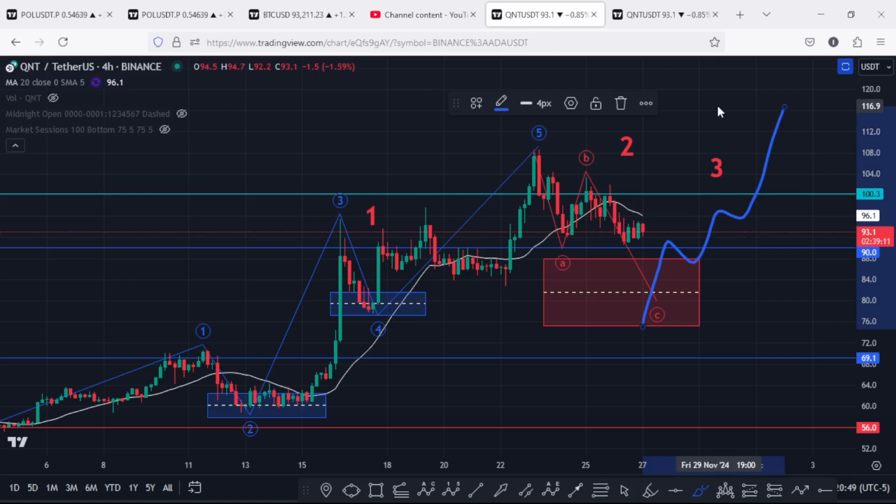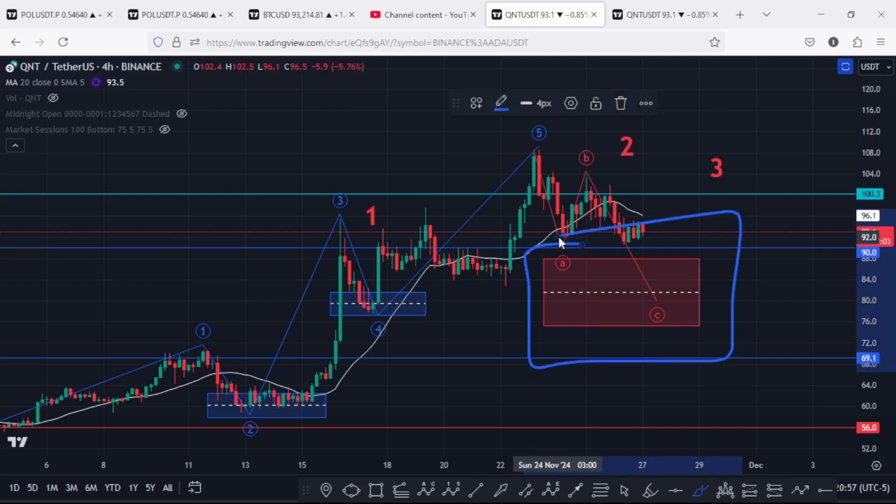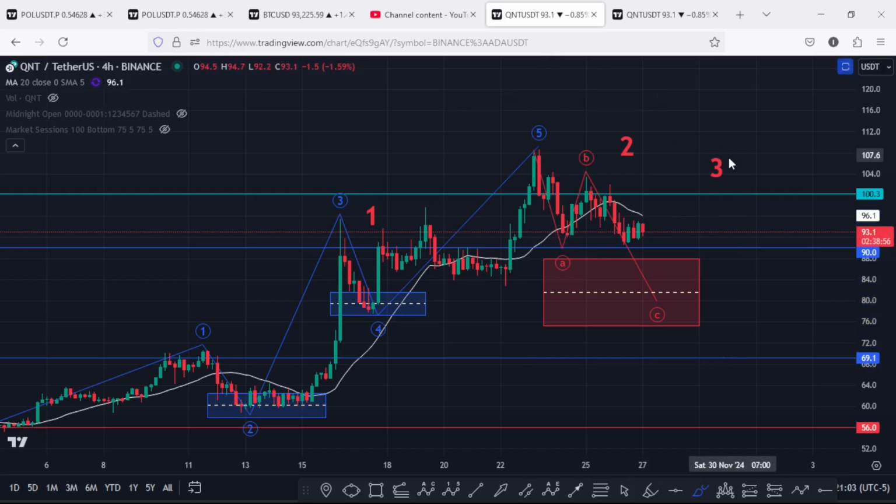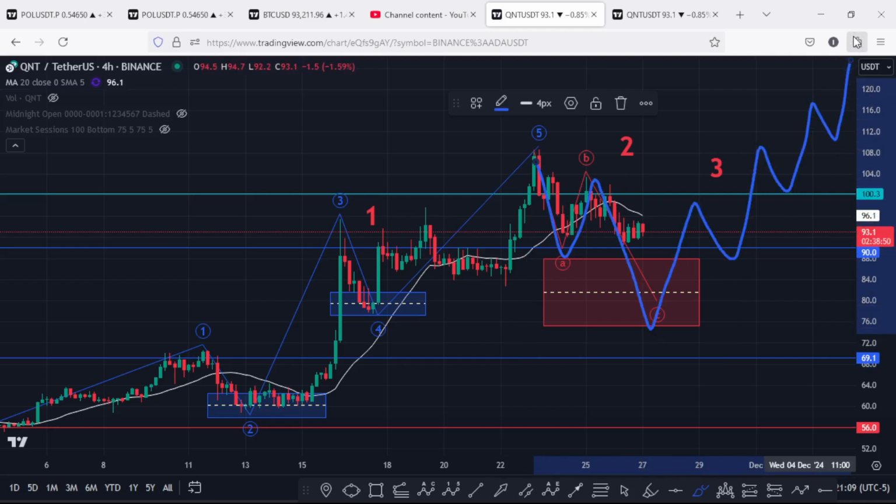So that is the price action that I'm expecting here on the QNT chart on the short term. This is the area to watch out for in case of any further pullbacks in the next coming hours. But on the long term, I still maintain bullish because I'm expecting just a corrective structure in a wave 2 before we can finally bounce impulsively once again in an Elliott wave count 3 that should get us back above the $120 in the next coming days.